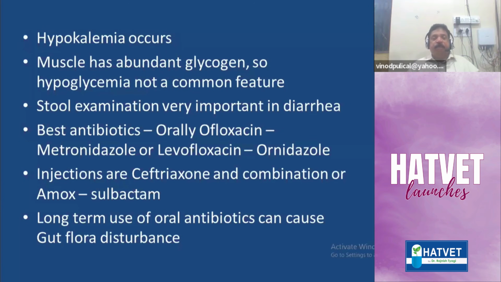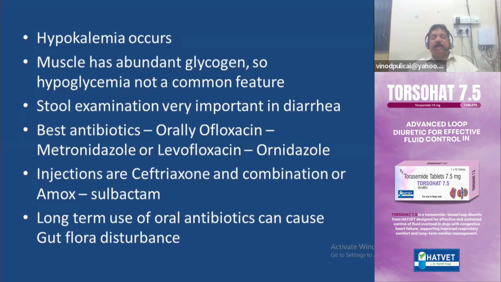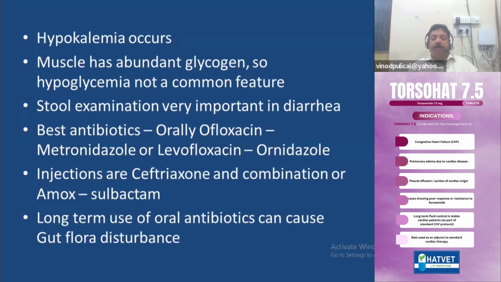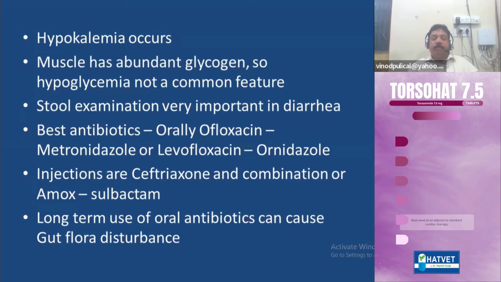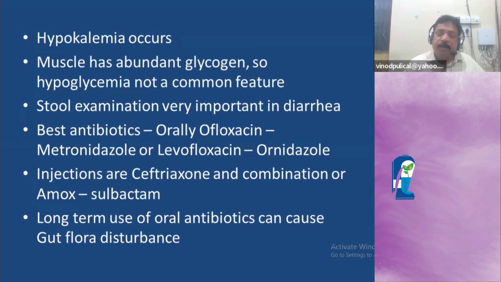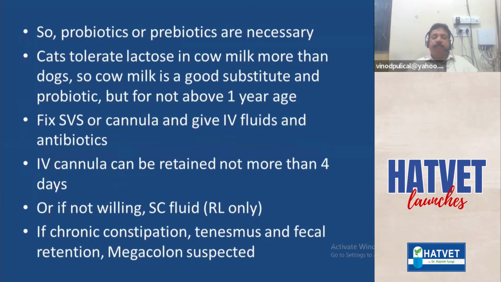The best oral antibiotic in the cat against diarrhea is the ofloxacin metronidazole combination or the levofloxacin ornidazole combination. This can be given safely. Injections can be given as ceftriaxone or a combination of ceftriaxone with tazobactam or sulbactam, or amoxicillin with sulbactam. Long-term use of oral antibiotics can cause gut flora disturbance, so we can go with some prebiotics or probiotics if necessary.